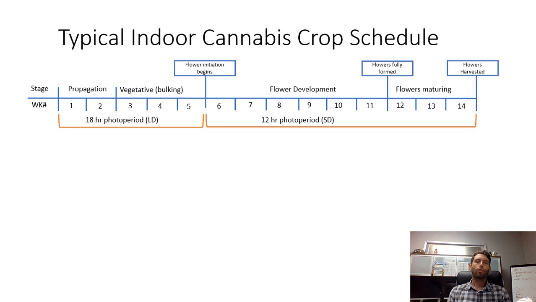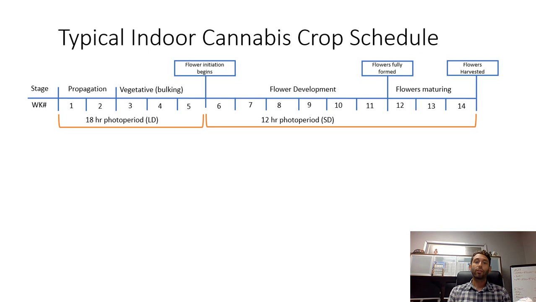Now we do what's called flipping of the photoperiod. All we do is reduce the amount of light hours from 18 to 12. And what does that do? It extends the length of the night, right? This, in short day plants, triggers them into flower initiation, or into a reproductive state.